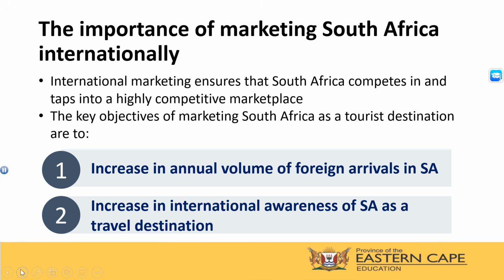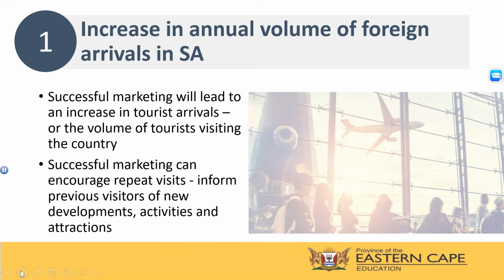And secondly, an increase in international awareness of South Africa as a travel destination. So the key objectives, it's important that you know exactly what they are, but also that, as I said earlier, you are able to apply that knowledge when asked questions in an exam paper. So let us take a look at how each of these are unpacked so that you will know how to apply your knowledge. Firstly, we're taking a look at the increase in annual volume of foreign arrivals in South Africa.